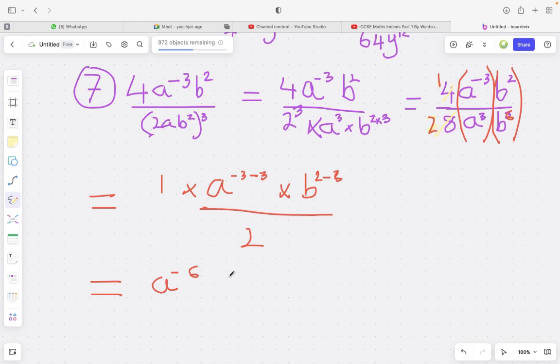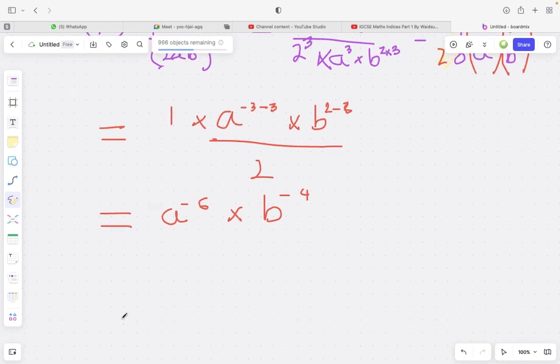Then times, what do we get for b? b to the power of what? 2 minus 6, you get negative 4, right? b raised to the power of negative 4. Remember, in our answer they don't want to see negative numbers. So what do you do? Let's do the final step now. You simply put them in fractional form.